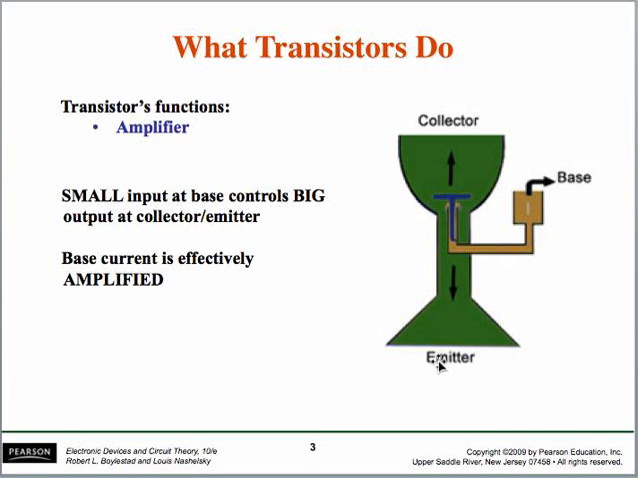So in essence, you are actually amplifying the signal, the input that you apply at the base. You control a big amount of current flowing from the collector to the emitter using just a very small current being pumped into the base. So essentially, a small input controls a big output. So the base current is amplified. So I hope you can understand these two very simple examples of how a transistor performs as a switch and an amplifier.